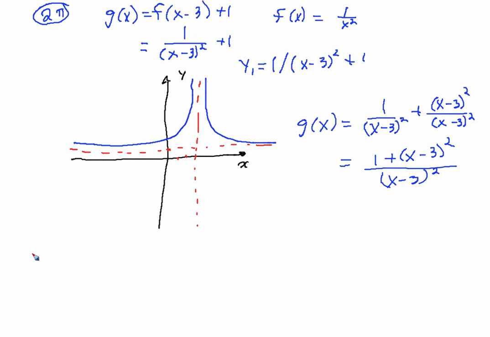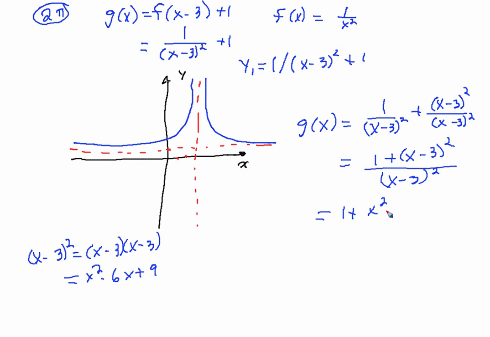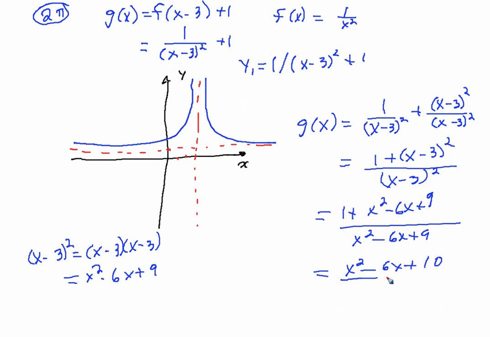So let's do that. So recall that x minus 3 quantity squared is equal to x minus 3 times x minus 3, which is equal to x squared minus 6x plus 9. So that means this is going to be 1 plus x squared minus 6x plus 9 over x squared minus 6x plus 9, which gets me x squared minus 6x plus 10 over x squared minus 6x plus 9. Okay, don't forget to check this on your calculator. Make sure the graph came out correct.